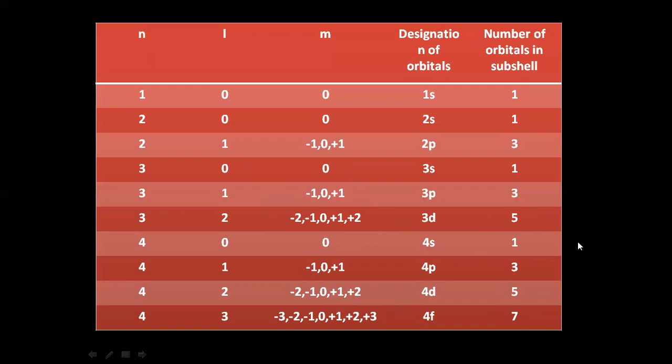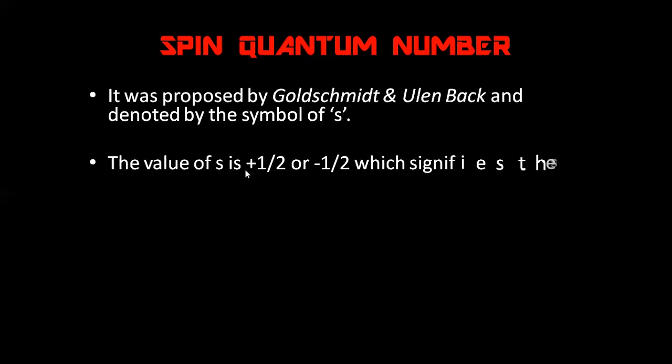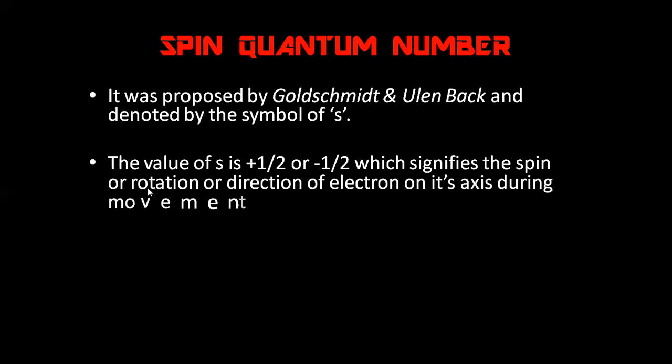Okay, then coming to the next, that is the spin quantum number. As I have told you, these 3 quantum numbers are the solution of the Schrödinger wave equation. But remember that the spin quantum number, to completely specify or identify a particular electron in a multi-electron system, this 4th quantum number was introduced later. It is not a solution of the Schrödinger wave equation. It was proposed by Goudsmit and Uhlenbeck and denoted by the symbol s. The value of s is plus half or minus half, which signifies the spin or rotation of the electron on its axis during the movement.